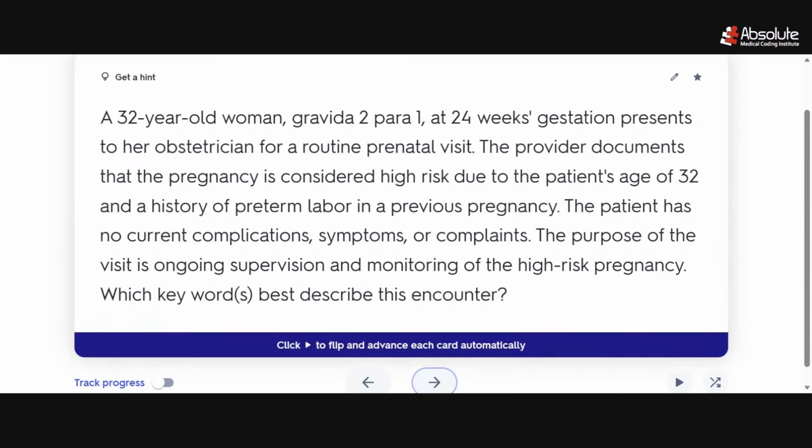So, with all that being said, how are we going to shorten it down? What keywords are we going to focus on that describe this encounter? Let me know in the chat, and then we will go over it.